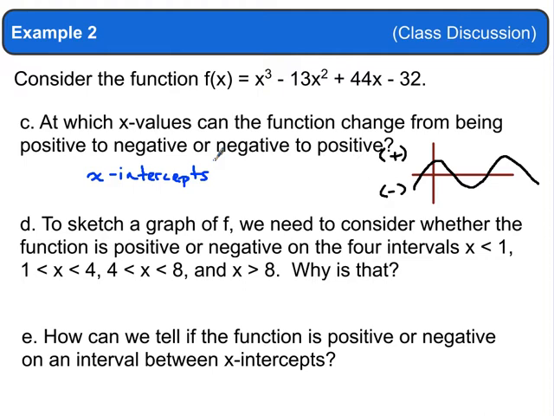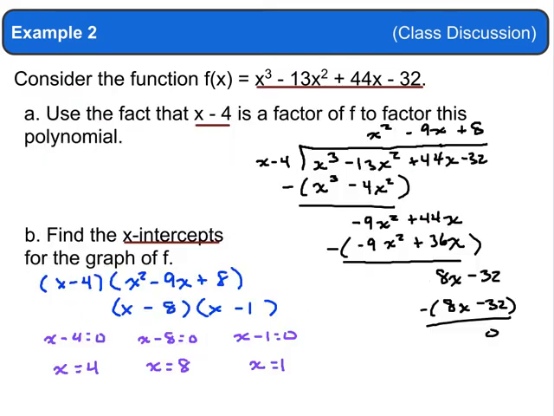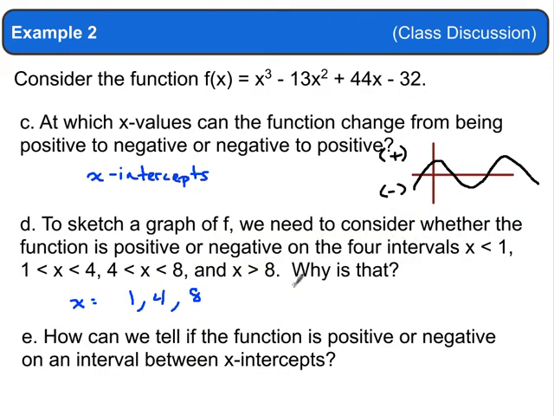It says in D, to sketch a graph of f, we need to consider whether the function is positive or negative at each of the intervals, from less than 1, between 1 and 4, between 4 and 8, and then greater than 8. That is because, remember, we said that our x-intercepts were 1, 4, and 8, right? Let's go back and see that. 1, 4, and 8.